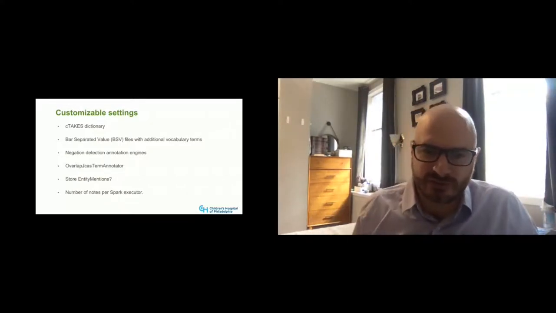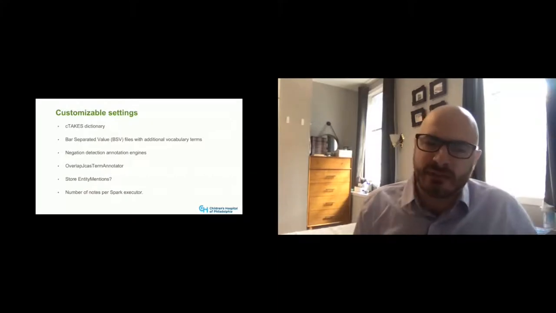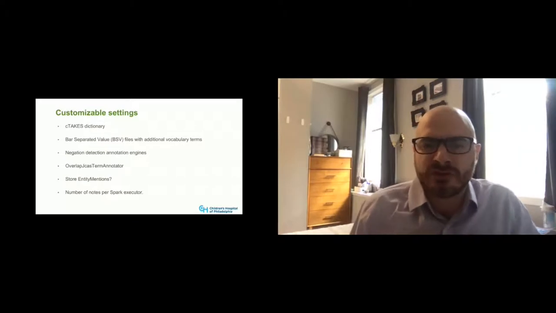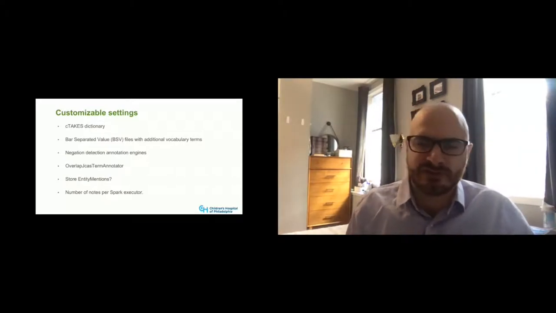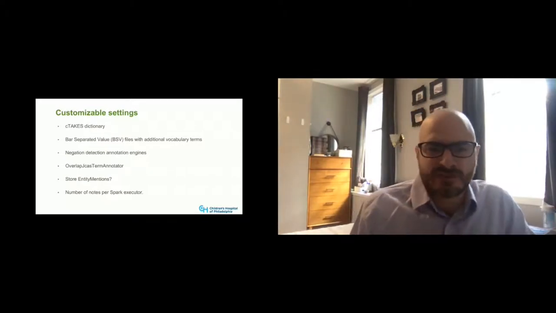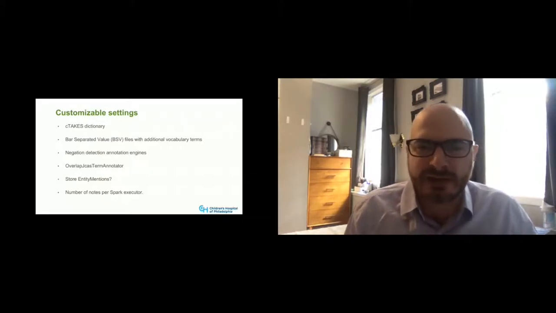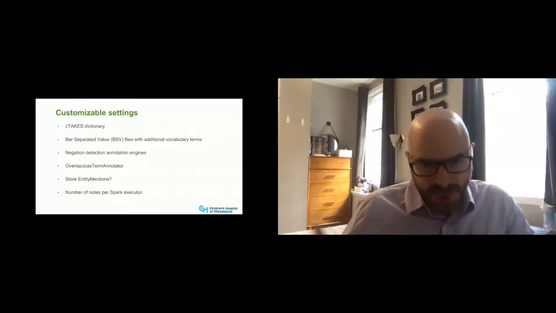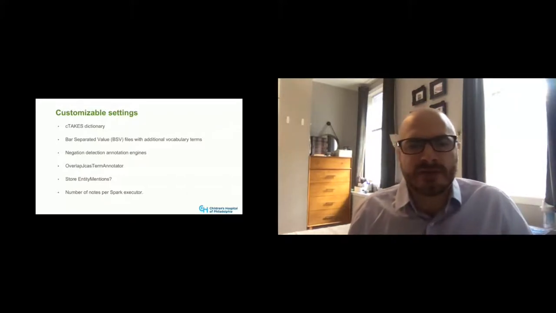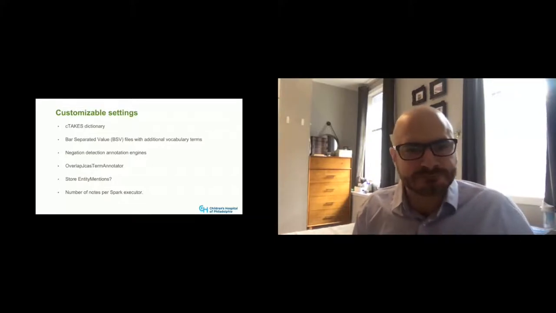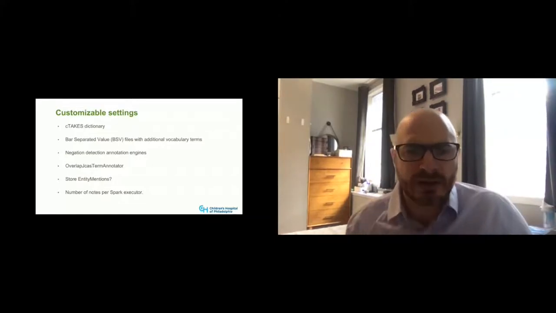So entity mentions is the most generic base span that cTAKES might find, but we generally would only keep things like disease disorder mentions, lab mentions, that kind of thing. But some projects may need to add in that more general setting. And another setting that's important, and I'll talk a little bit more later about why, is the number of notes that are sent to each Spark executor. Can we go to the next slide, please?